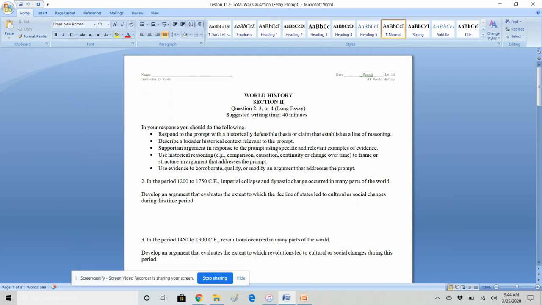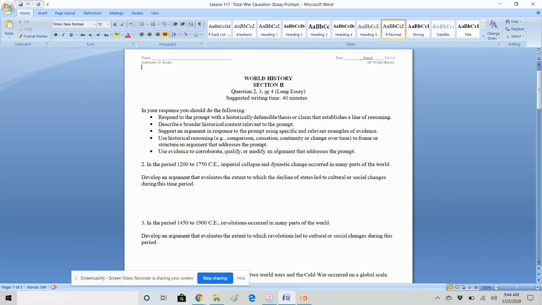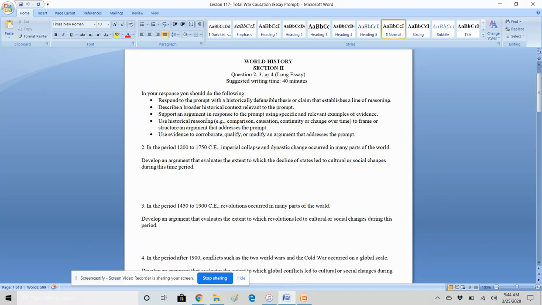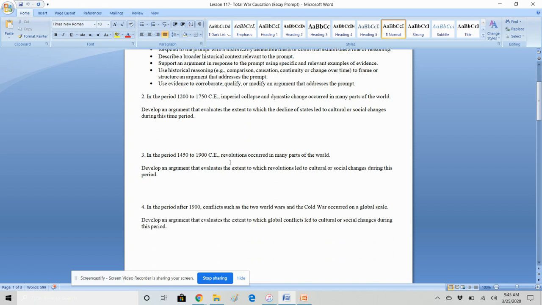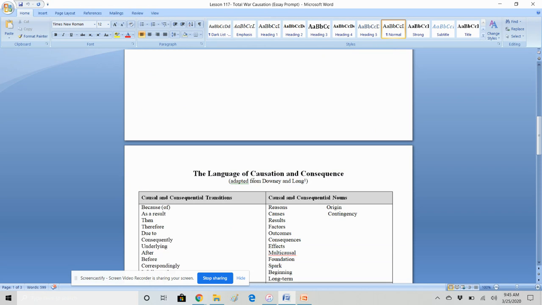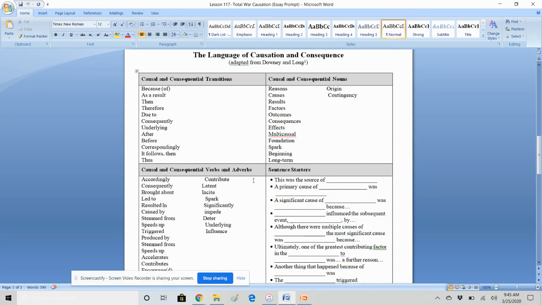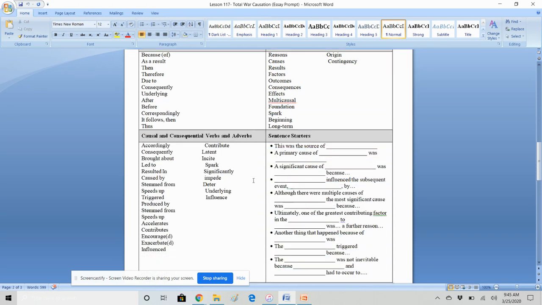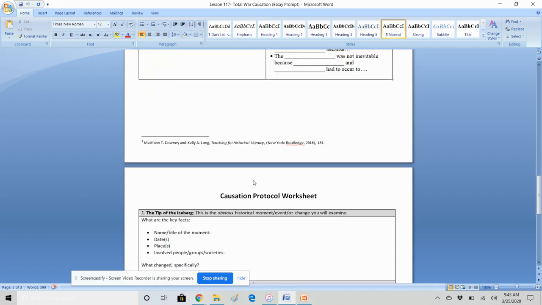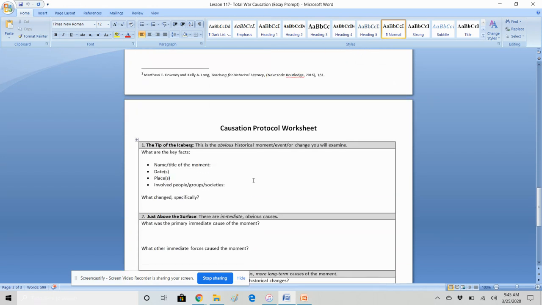Okay, so this is the document that you will be working in. Again, you will pick one question: two, three, or four. You will not write out the essay itself, although I would suggest that, let's say you chose question three, you do write one body paragraph. This is the language of causation and consequence. And this is what I am going to require you all to do.